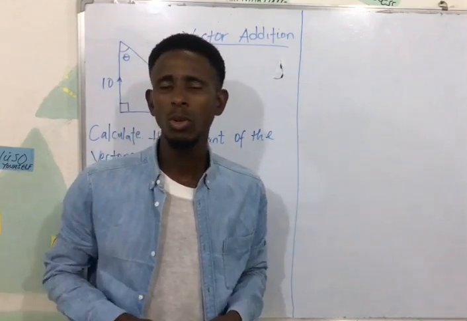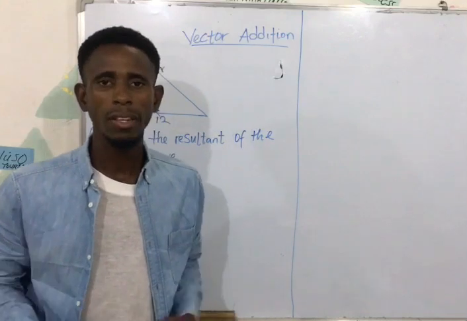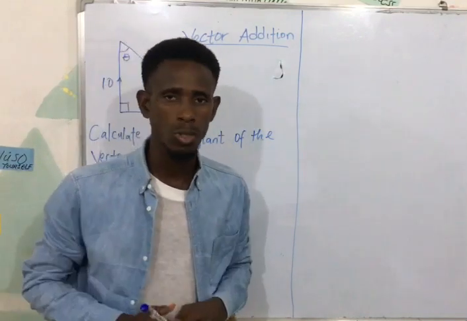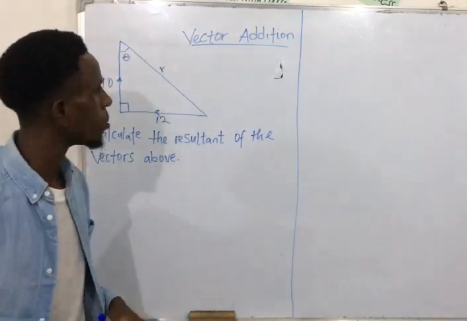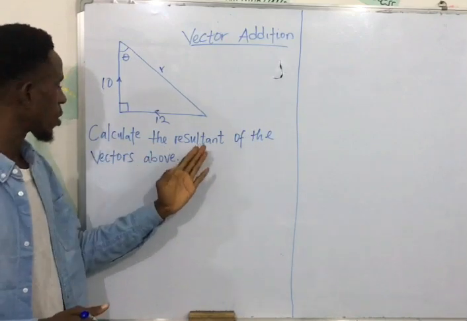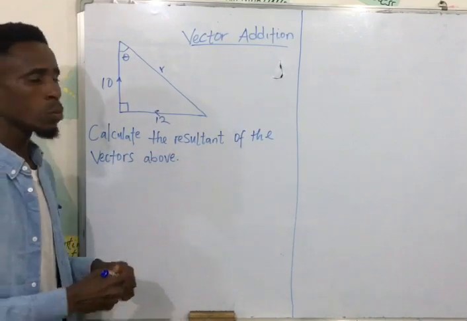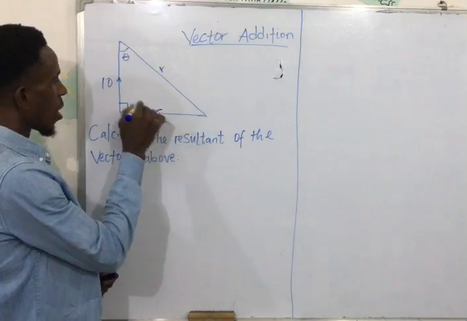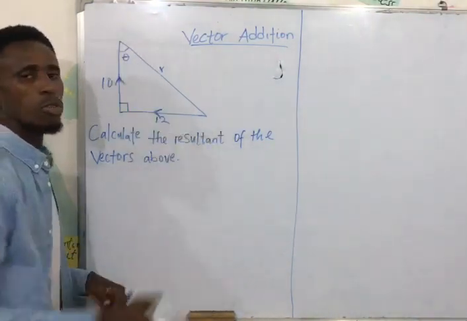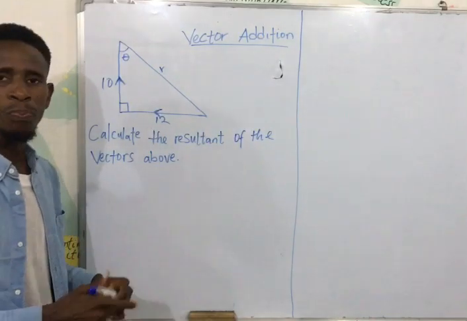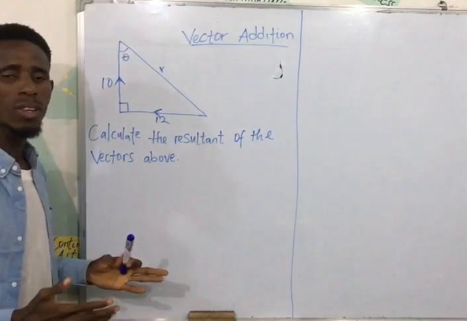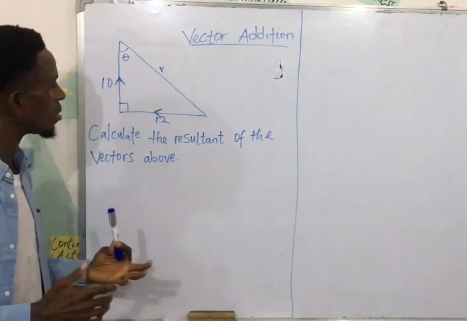Today we are going to be looking at vector addition, how to look for the resultant of two vectors. An example is given to us on the board here. We have to calculate the resultant of the vectors above. So this is the first vector and this is the second vector. This is the resultant. So we are asked to calculate the resultant of these two vectors. So it is like we're looking for vector addition in this scenario.